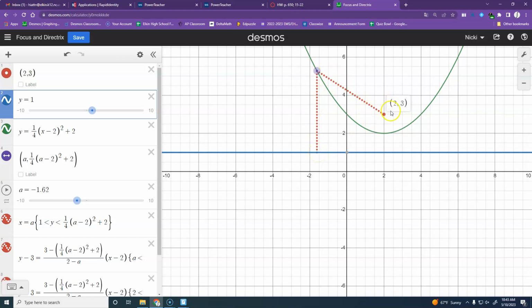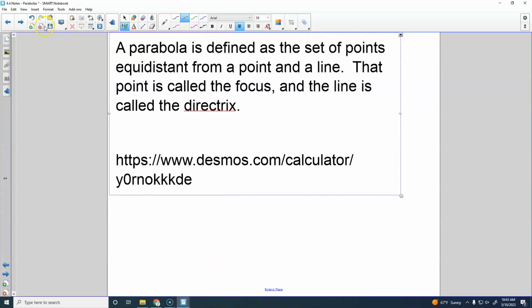All right. So the focus and the directrix are values that they want us to be able to find. Similar to what I showed you guys with the ellipses, there may be times where you would need to know those two values so you could make a parabola that fits certain parameters that you're looking for. So let's go back over here.